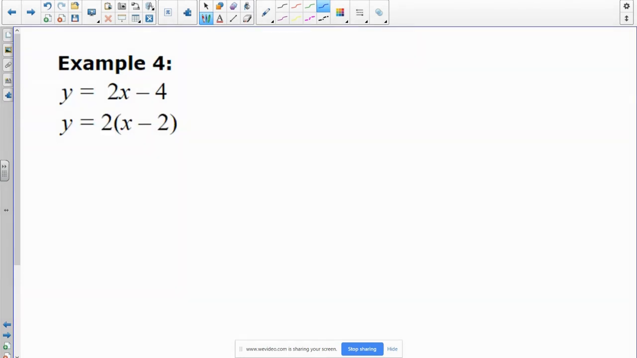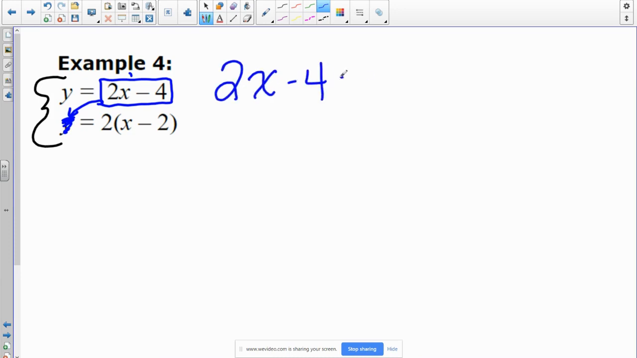Example number 4. Our system of equations, put in my bracket there, is y equals 2x minus 4 and y equals 2 times x minus 2. Since y is equal to 2x minus 4, I'm going to substitute that in for this y so we can solve for x. So again, I'm going to take out this y and substitute 2x minus 4 in for that y. So my new equation will be 2x minus 4 equals 2 times x minus 2.